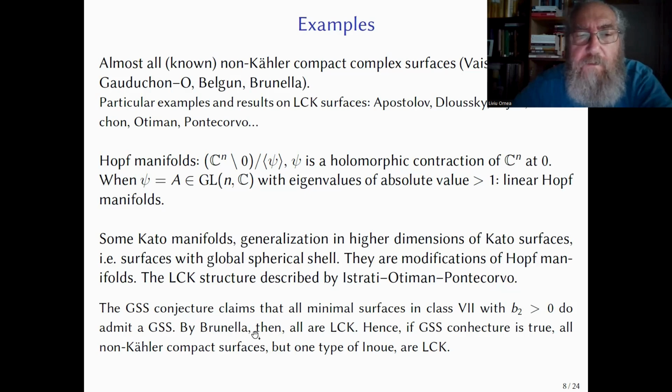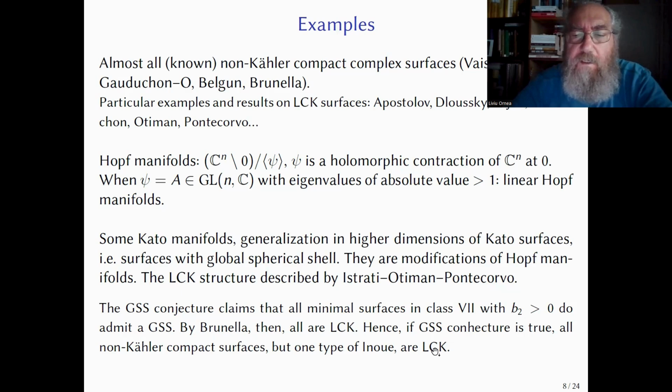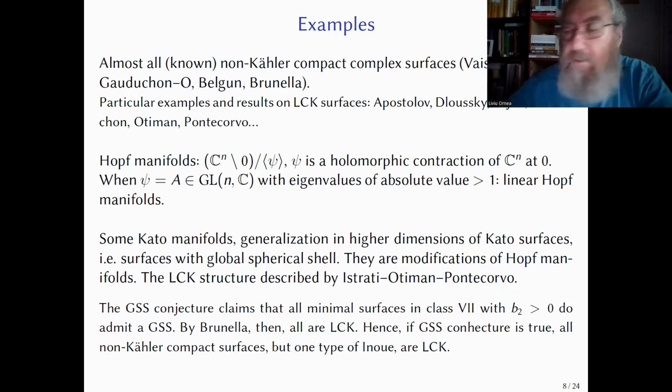So since Brunella showed that all Kato surfaces are LCK, if the global spherical shell conjecture is true, we have LCK on all non-Kähler compact surfaces. The only missing one is a type of Inoue S plus surface with some parameters, on which Belgun has shown that there is no LCK structure. We shall discuss more the implications of this finding of Florin Belgun.